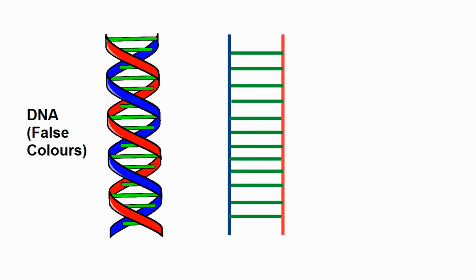This model is red, blue and green for explanatory purposes, so let me explain now. The green part of the rungs on the ladder are the bases that carry the information to the encoding. The blue and red part of the ladder is the structure that holds it together, and it holds the rungs into place.